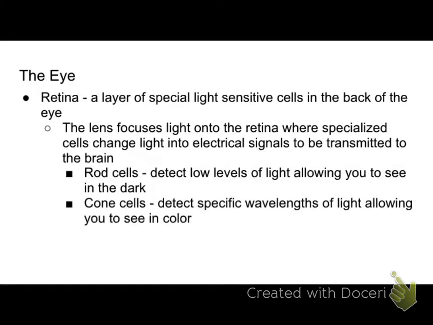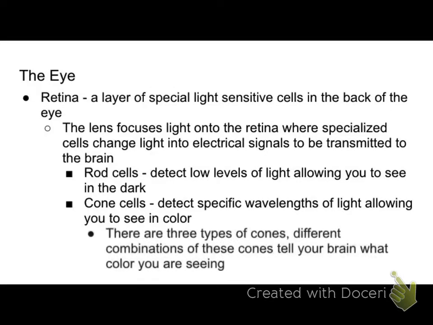And then you have the cone cells, and these do allow you to see in color. What happens is you have 3 types of cone cells, and each cone cell detects different wavelengths of light. And depending on which combination of cone cells are essentially lit up, saying to the brain, hey, we detect light, then your brain can interpret different colors.